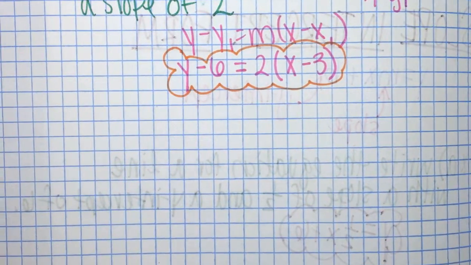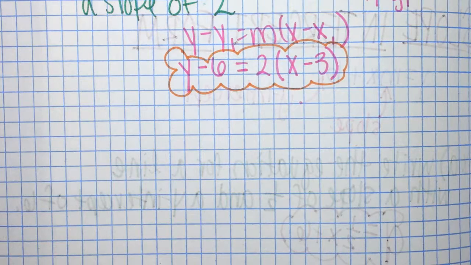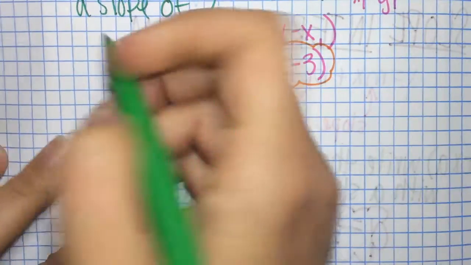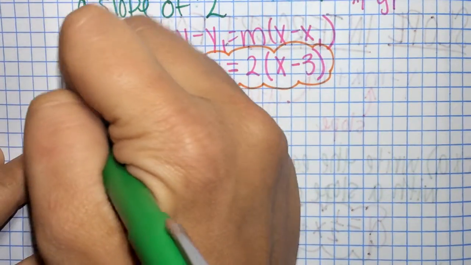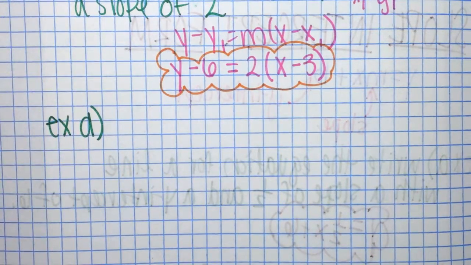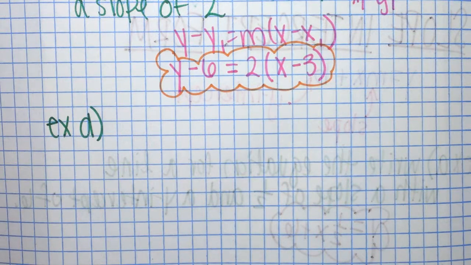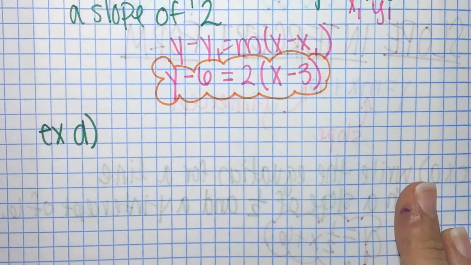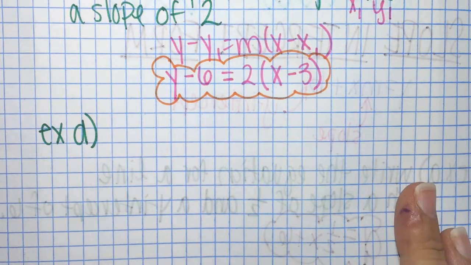All right. You would distribute, and then you would add 6. Now, are you ready for a problem on your own? Example D. Can't see the problem? We've already written that down. You can look on your neighbor's page.